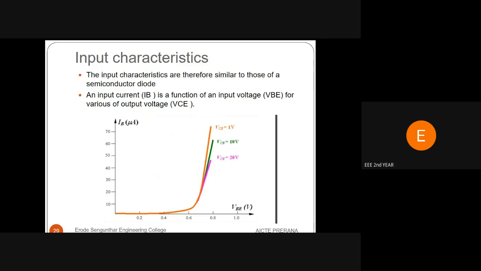In common emitter configuration, the input characteristics relates input current IB and input voltage VBE for various value of output voltage VCE. The graph is drawn between input voltage VBE taking in x-axis, input current IB taking in y-axis, and various value of output voltage VCE. Here, we are increasing output voltage. The base current is decreased due to early effect.